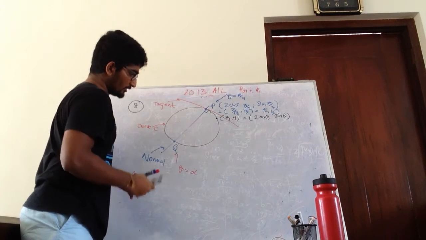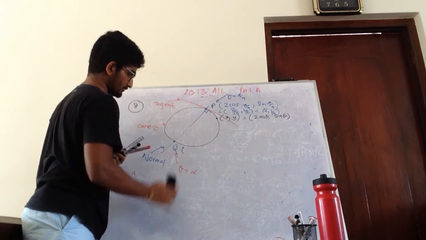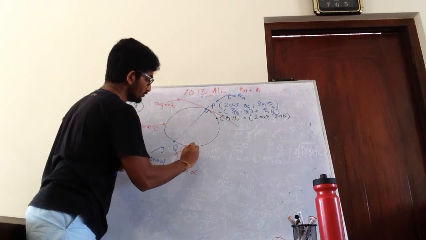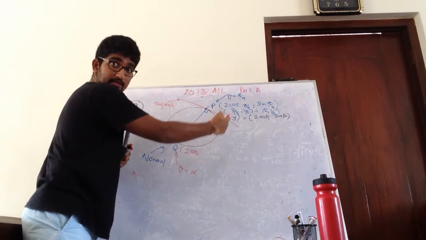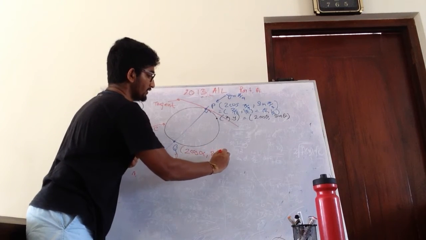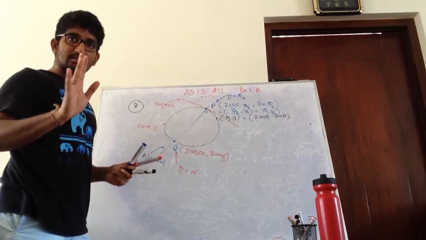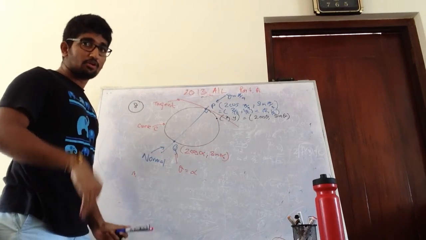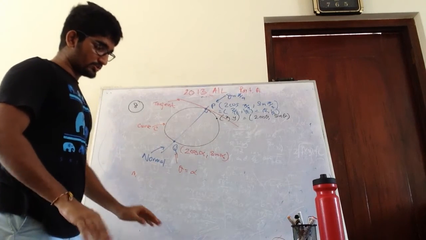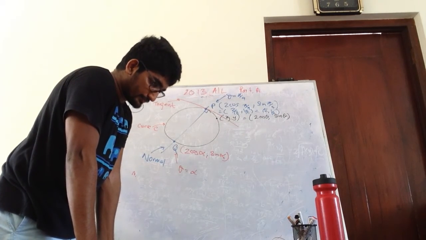So this point can be written as what? This point can be written as 2 cos theta, and now you can substitute alpha here: 2 cos alpha, sin alpha. So this is what they have complicated and told us, right? Because you have found this, now we can proceed.